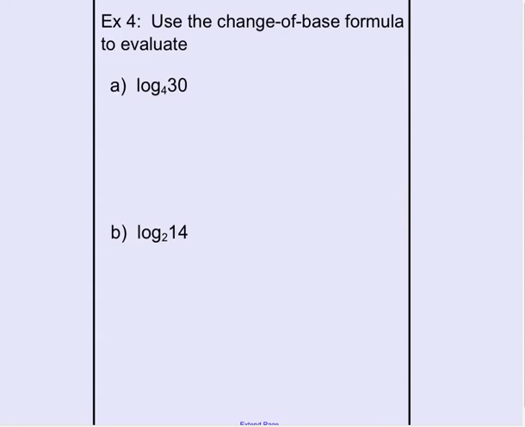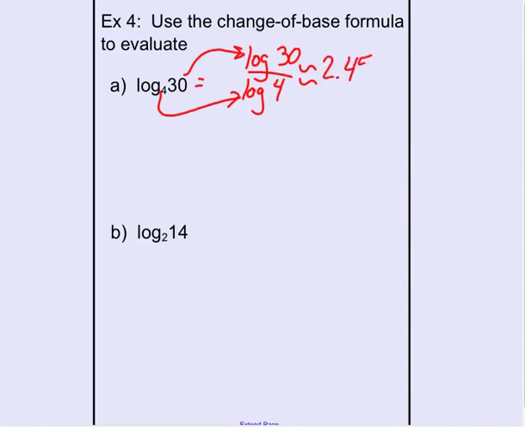Because 4 to what power equals 30? There's nothing. We can't evaluate this. So we use our change of base formula to the common log. So the 30 is higher, so that goes in the numerator. The base is lower, so that goes in the denominator. And then you punch those buttons on your calculator. If you don't know where the log button is, we can look at that in class. But if you want to double check and make sure that you're evaluating that correctly, I got about 2.453.